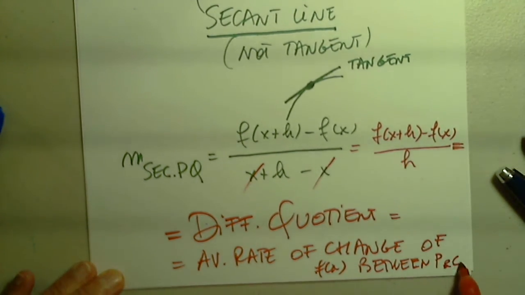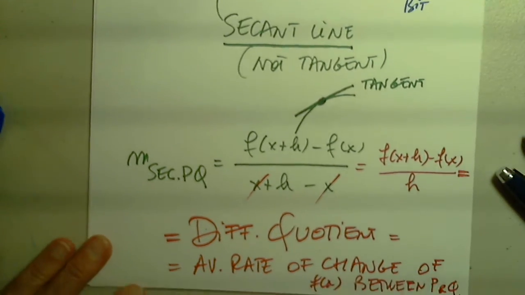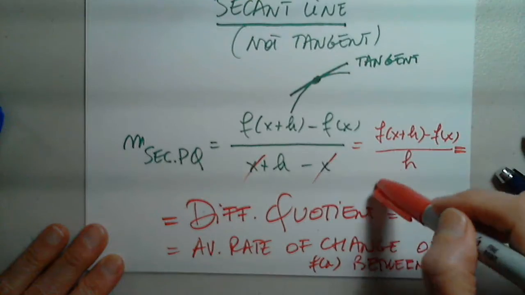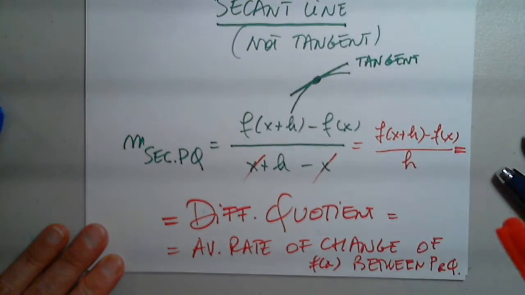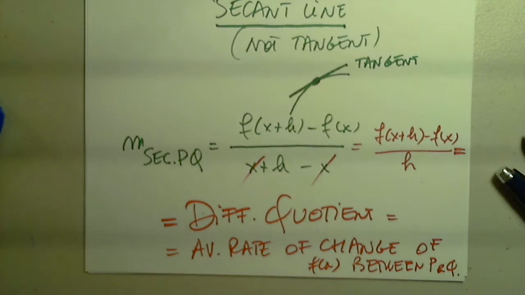P and Q. That's what it means. So this is carved in stone. This is the definition of the difference quotient. And we will choose different functions to determine and simplify the difference quotient.